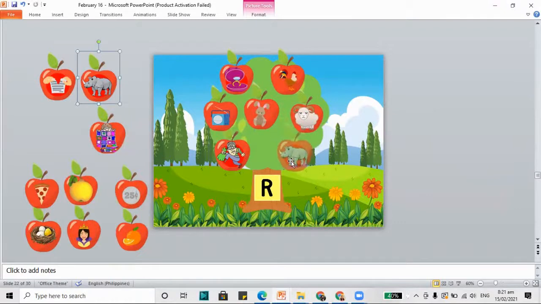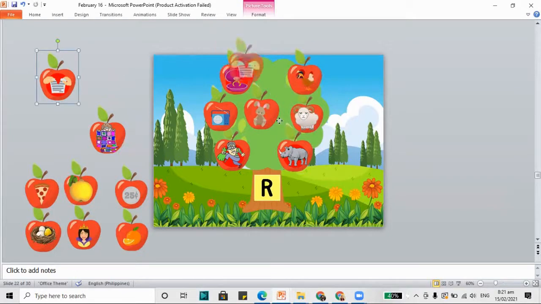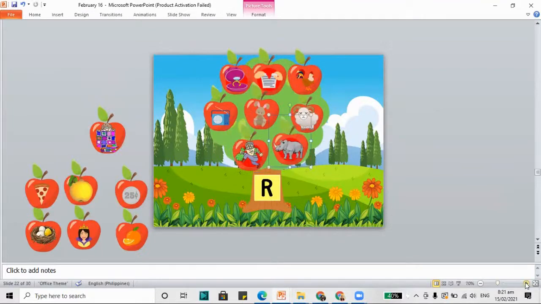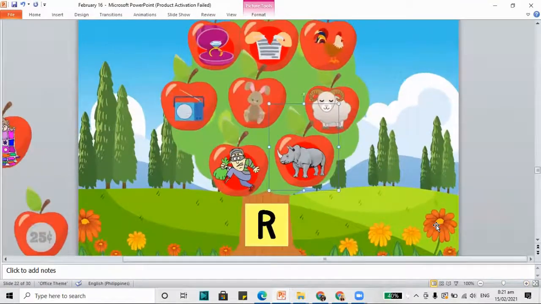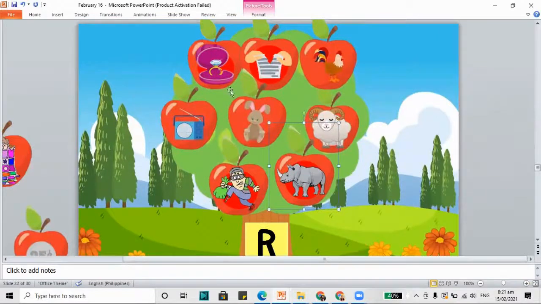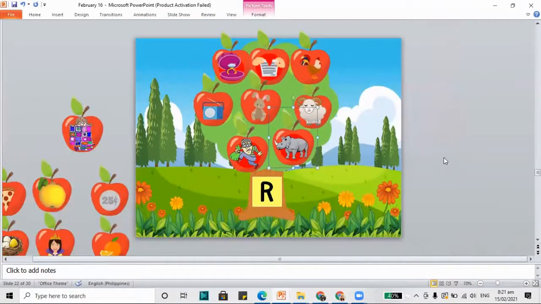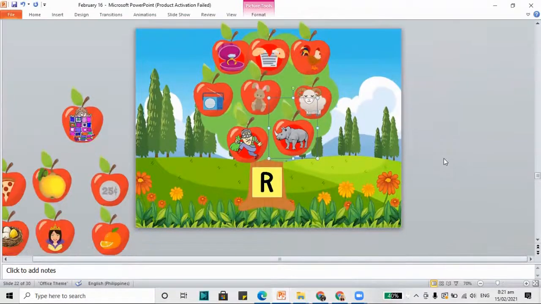How about rhino? Rhino. Yes, rhino goes in R. And how about rip? Rip. Does it go in R? Rip? Yes. So the things that have the R sound are these. We have the ring, the rip, rooster, radio, rabbit, ram, Rob, and rhino. Those are some pictures that go in the letter R, which has the R sound.